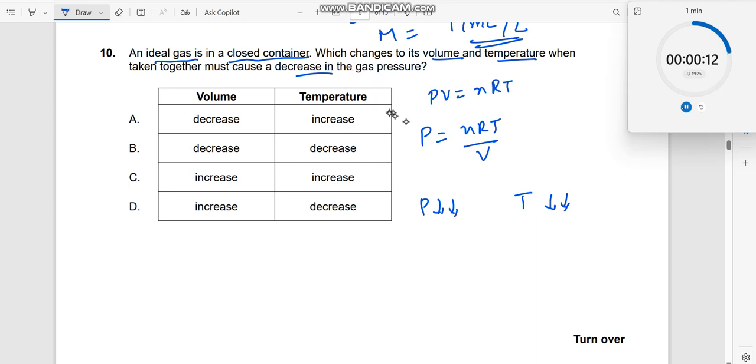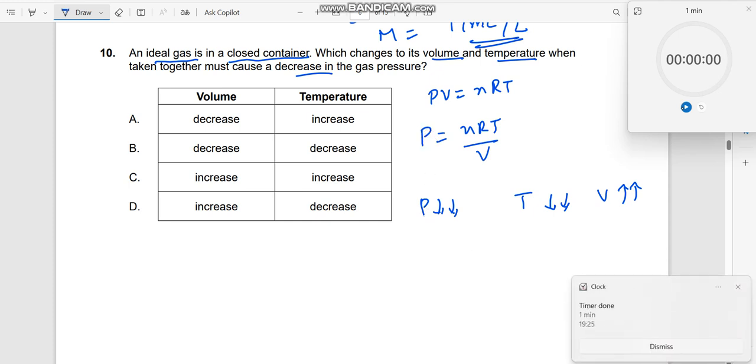Now what is it you are going to do? The next is R, you cannot change. Gas constant, same, 8.3. What is V? Volume. How much are you going to increase or decrease? You are going to increase the denominator. V you are going to increase. So that, okay, both of them together will definitely reduce the pressure.